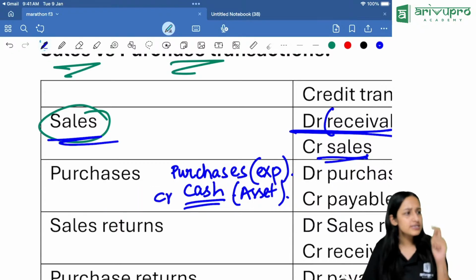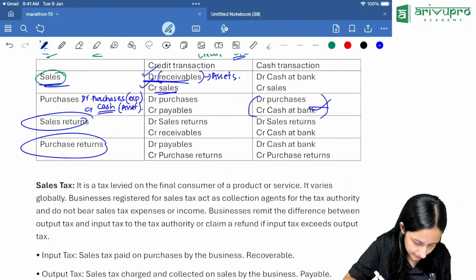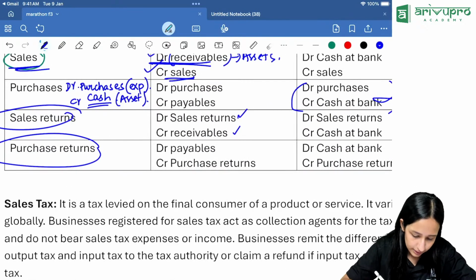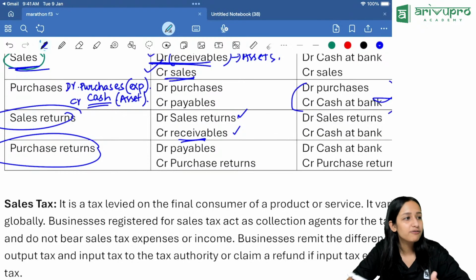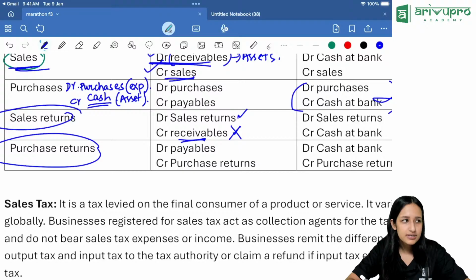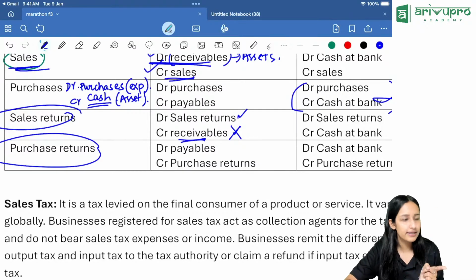Now, receivables, credit sales: here it is debit sales returns and credit receivables. Here receivables are reducing because we have to pay back. They have returned our product, now we need to pay them back whatever they've given us. So we'll not be getting receivables anymore. Receivables is an asset, the asset is reducing, that's why it goes on the credit side. Usually receivables comes on the debit side.